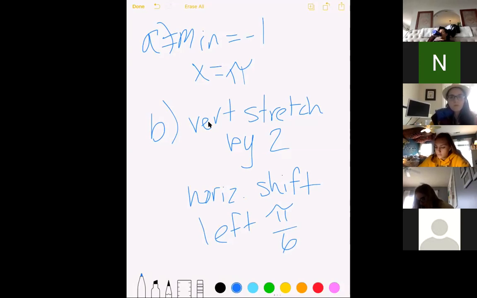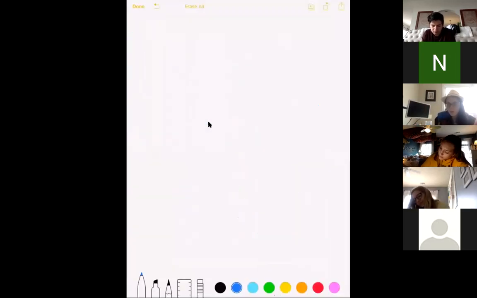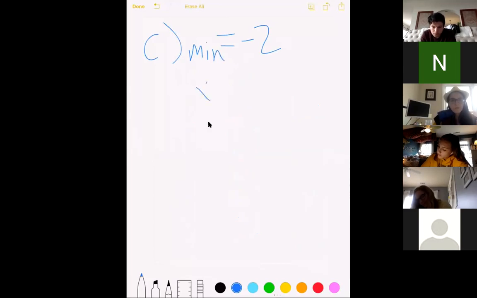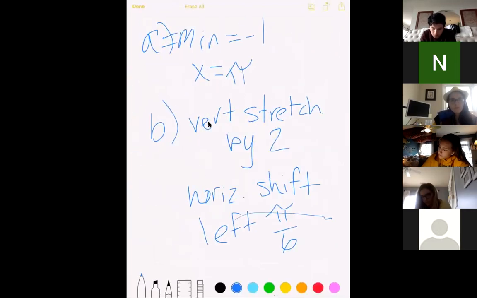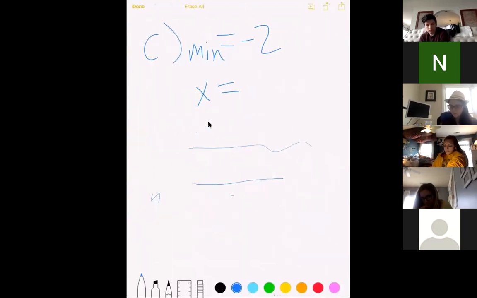Okay, so next, state the minimum value of 2 cosine of x plus pi over 6 and find the value where it occurs. So what would the new minimum be if we stretched it by 2? -2. Mm-hmm. So it would be -2 is the min. And at what x value does it occur? Since we started at pi and then we moved to the left pi over 6, that means we're now at 5 pi over 6. This is where it's going to happen.